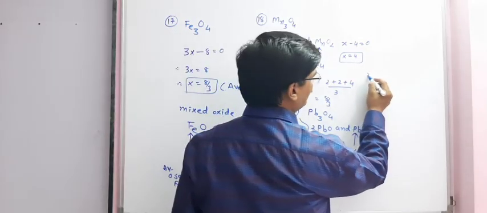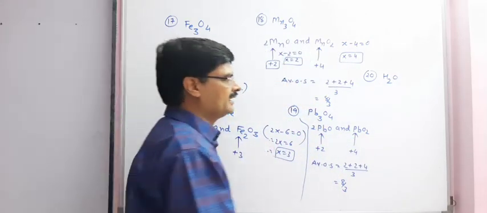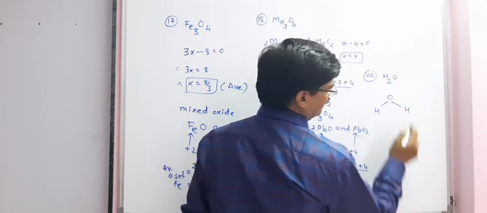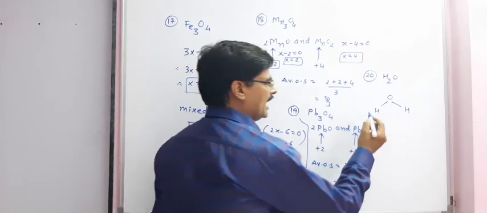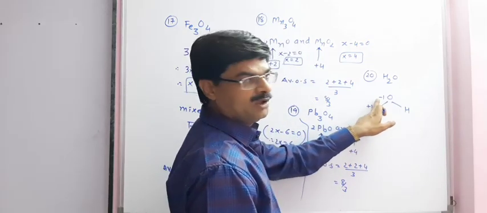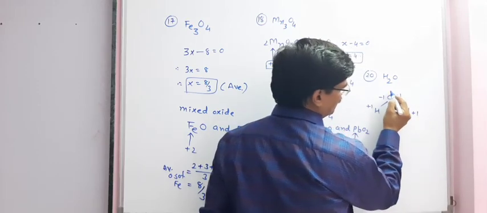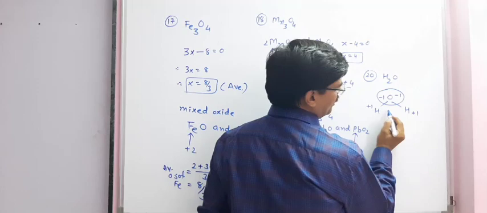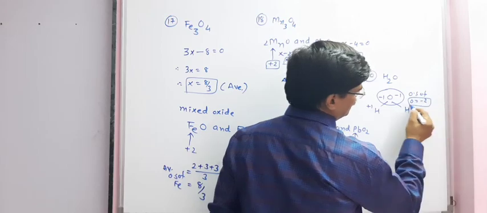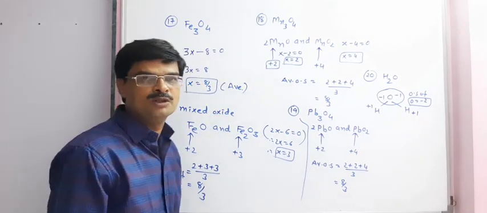One more simple case we understand. Say H2O, water. Very simple case. The structure can be drawn this way. Hydrogen, hydrogen. Hydrogen is plus 1, so oxygen minus 1 from this bond. From this OH bond also, hydrogen plus 1, oxygen minus 1. So overall the oxidation state of oxygen is equal to minus 2. And for both the hydrogens, the oxidation state is equal to plus 1.